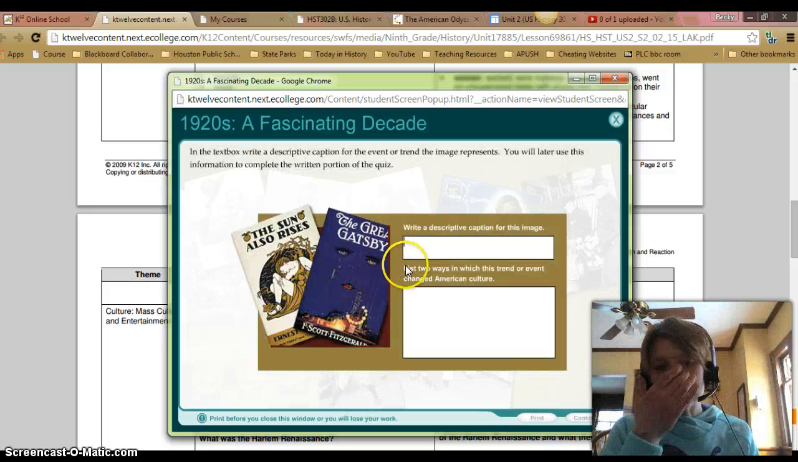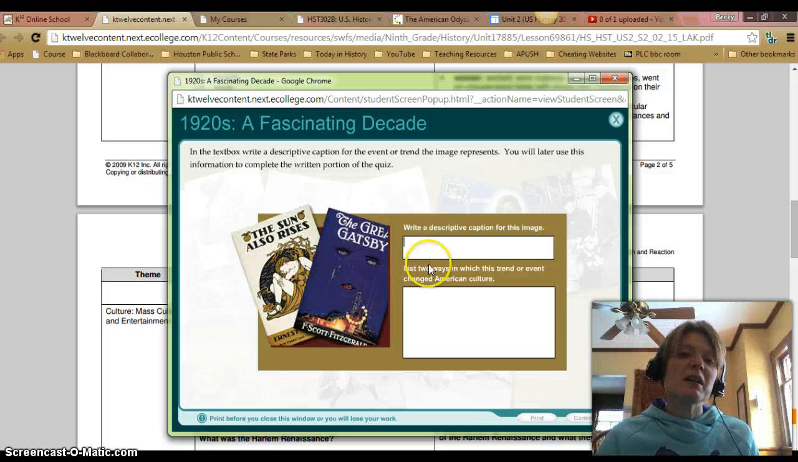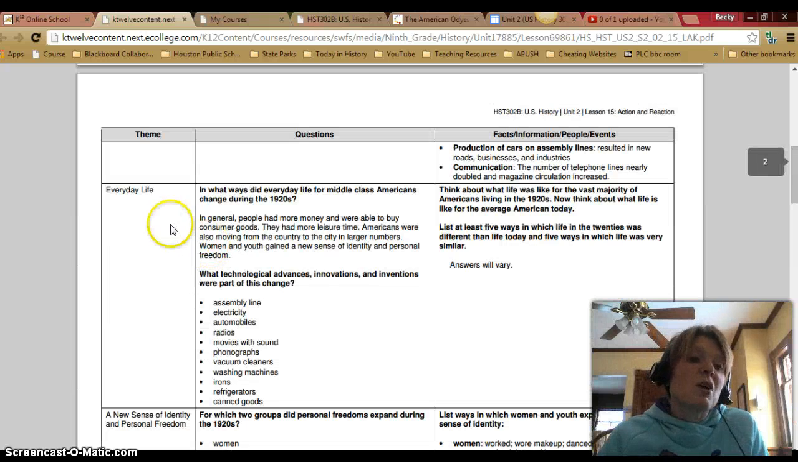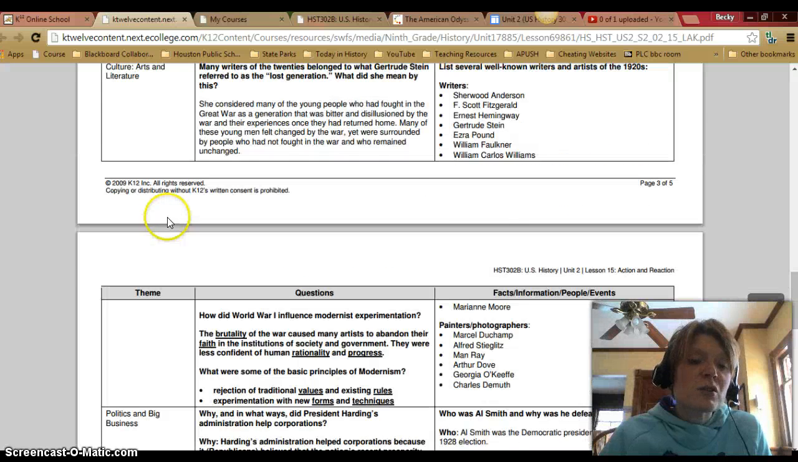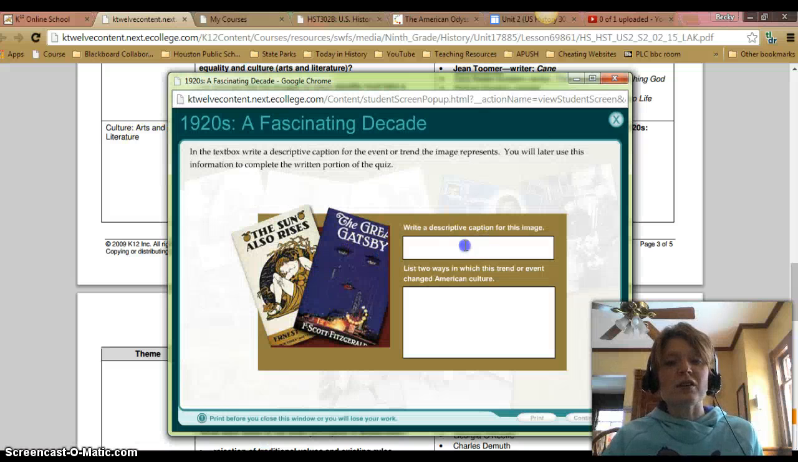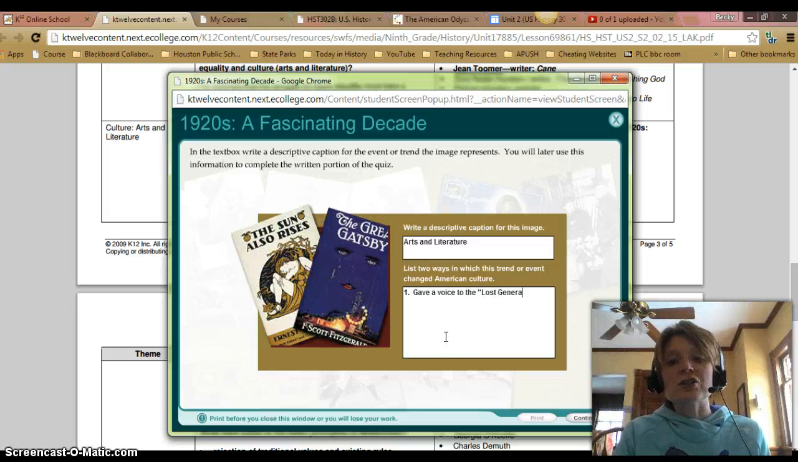Where do we have here? The Sun Also Rises, Hemingway, The Great Gatsby, F. Scott Fitzgerald. So we're talking about literature of the 1920s. We can talk about it being the lost generation, those two in particular. So let's just consider this arts and literature. So let's title it Arts and Literature. Two ways it changed American culture. It gave a voice to the lost, now put that in parentheses, lost generation.